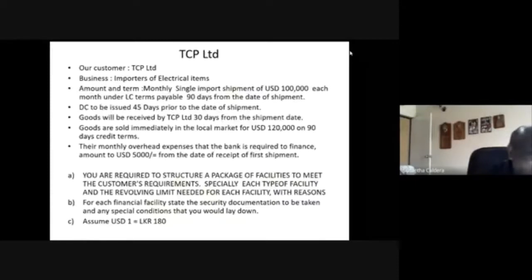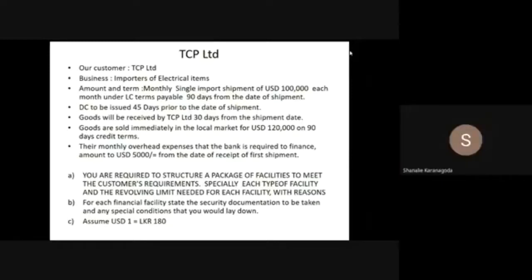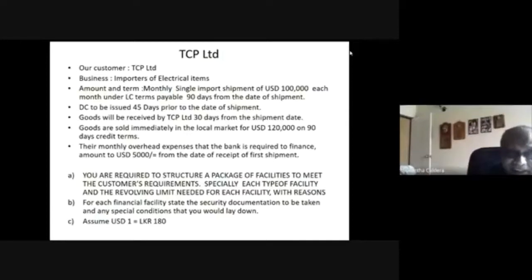Now, opening of the LC and the shipment date, what is the time period? 1 month. 1 month, 30 days. 1 month, 30 days. Right?